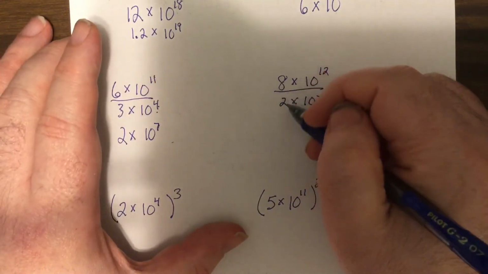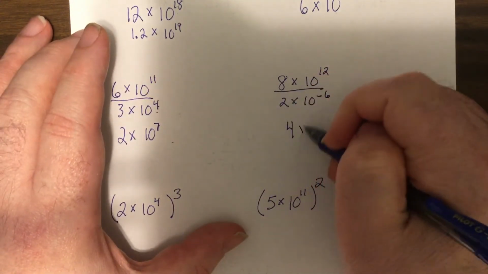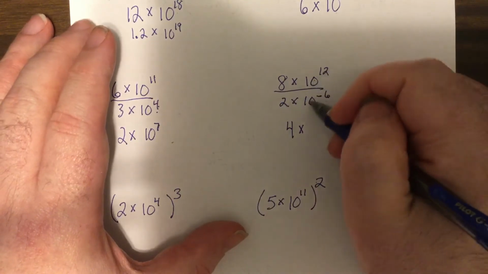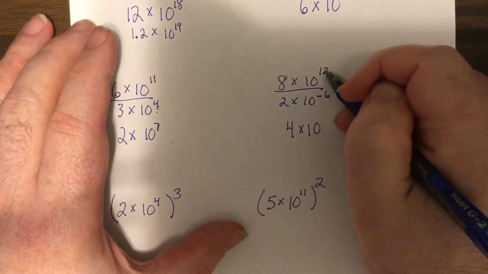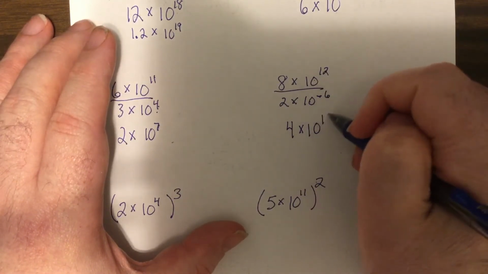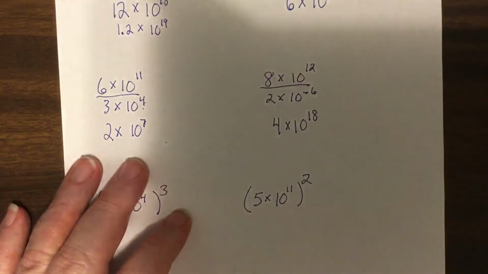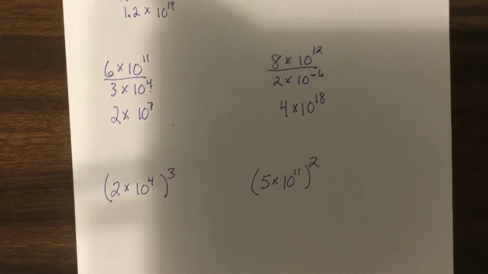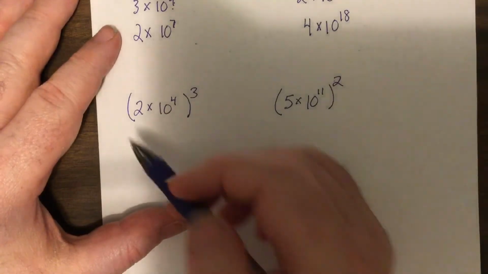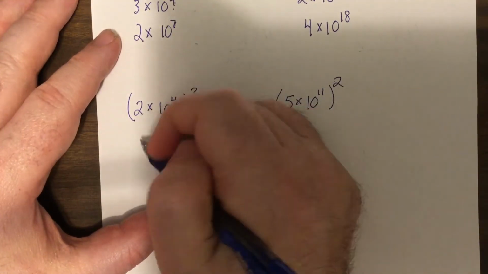So this one, 8 divided by 2 is 4. Same base. 12 minus a negative 6 would be 18, because when you divide two things with the same base, you subtract the powers. 2 cubed is 8.